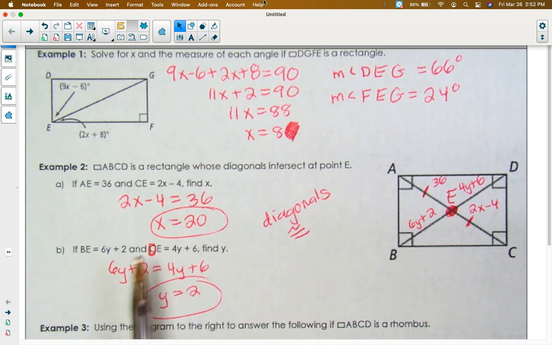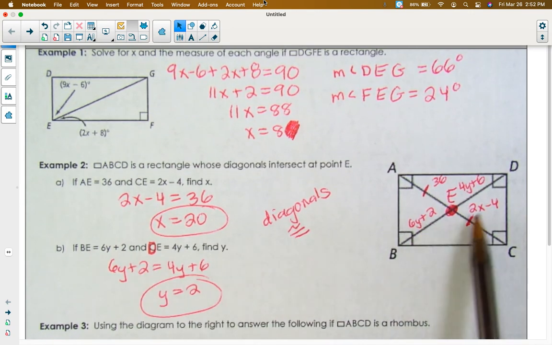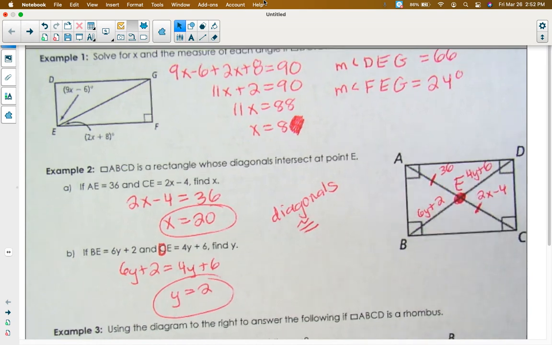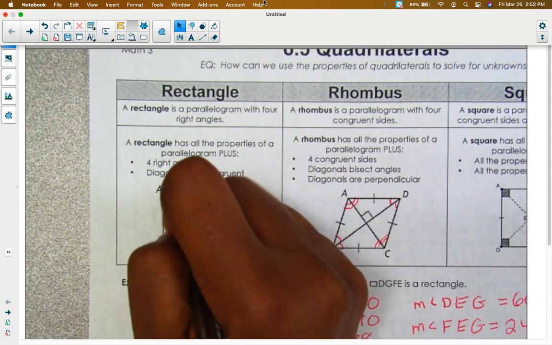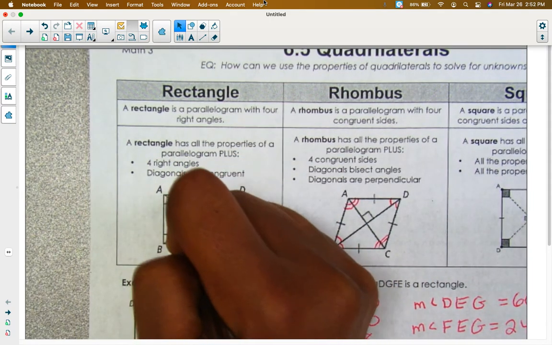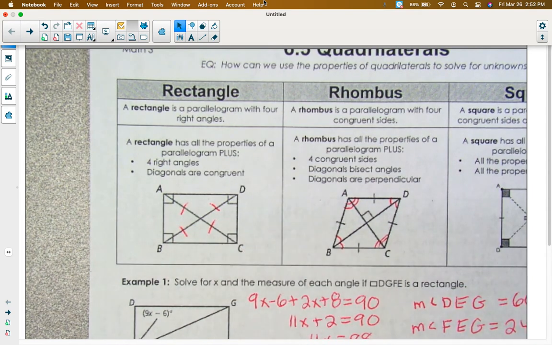And even before this typo here, even if that was a CE, I could have set these equal to each other too, because all the parts are congruent to each other. So if I come back up here to this rectangle, all these segments are congruent to one another. So yes, these two are congruent and these two are congruent, but all 4 parts are congruent to each other.